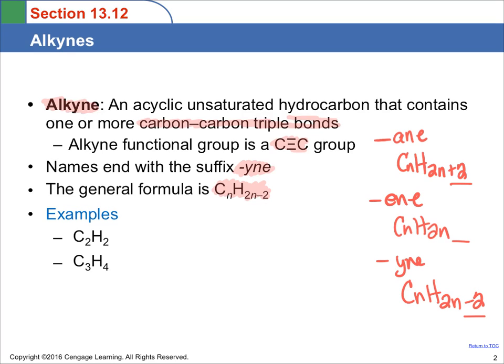So here's a couple examples. We've got C2H2 and C3H4. So both of those fit that general formula. We've got 2 times 2 minus 2 is equal to 2. And we have 3 times 2 minus 2 equal to 4.